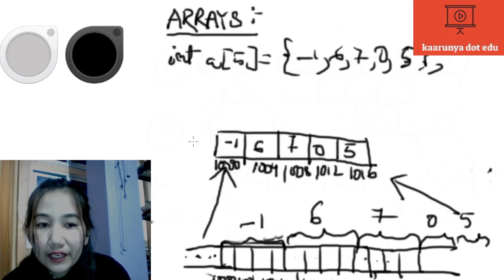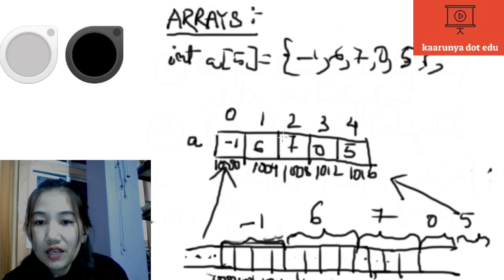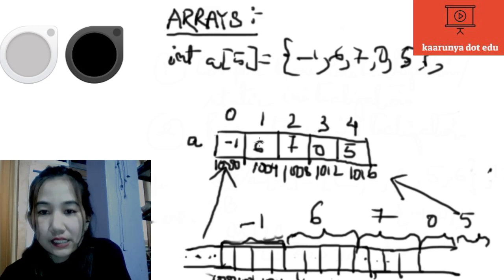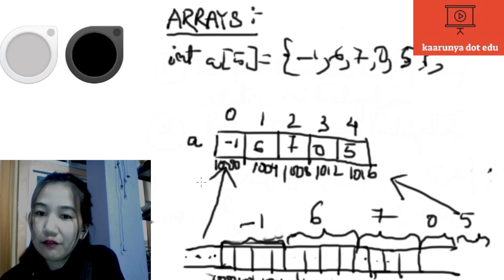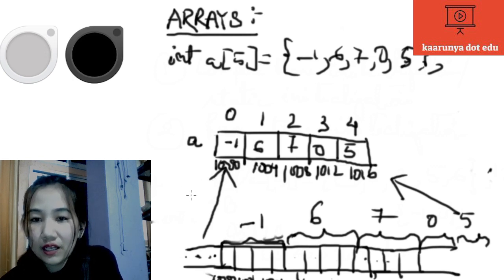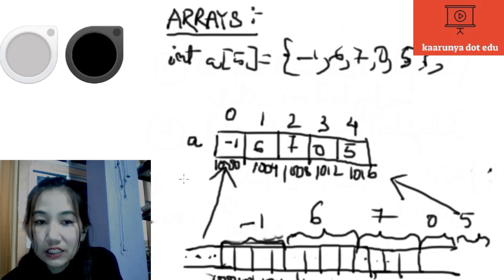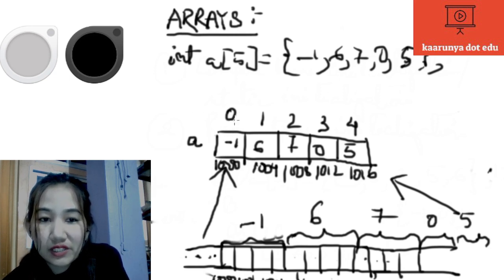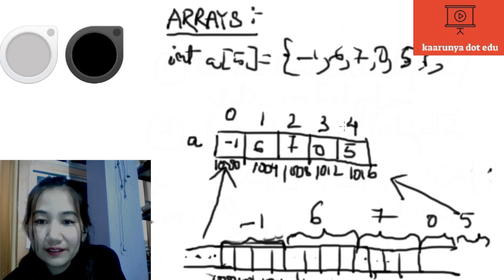The name of your array is A here, right? Array indexing starts from 0, meaning 0, 1, 2, 3, 4. It is not compulsory that array indexing should always start from 0. Somewhere it starts from 1 as well, but generally it starts from 0. So here it goes from 0 to n minus 1, where n is the size of the array.